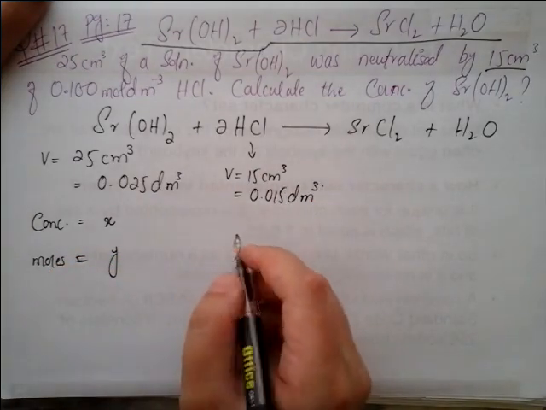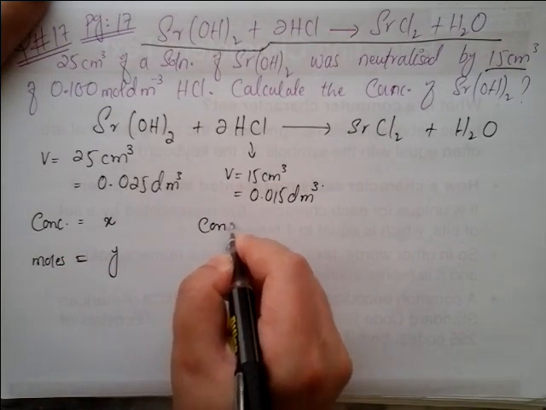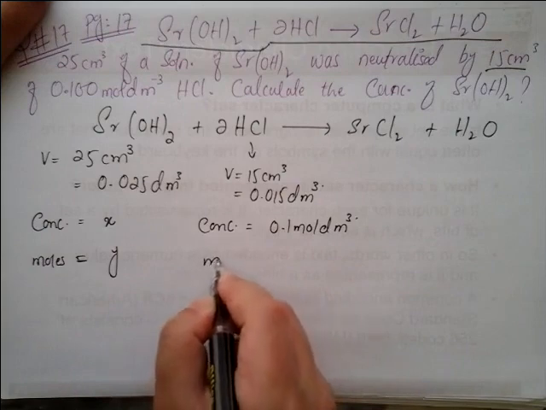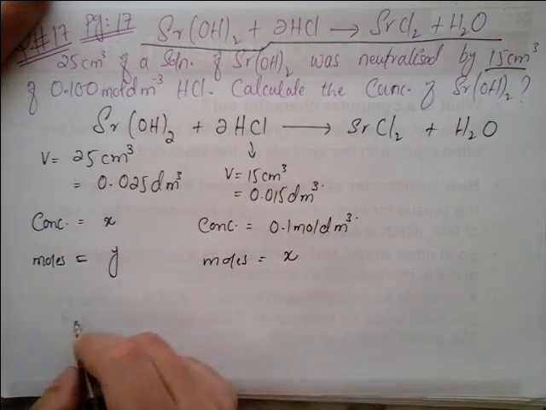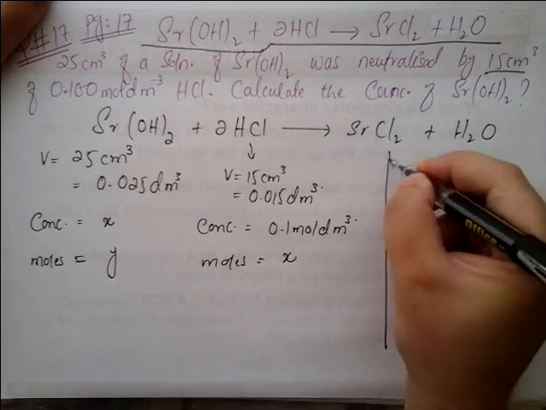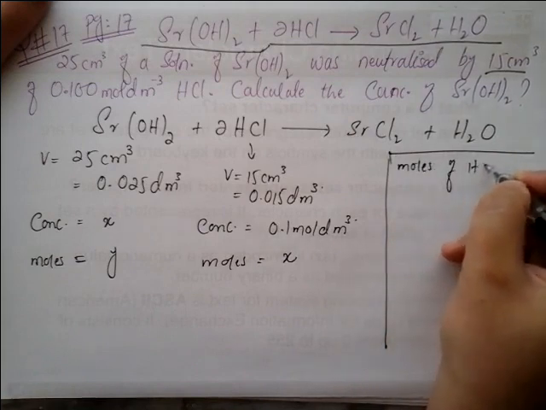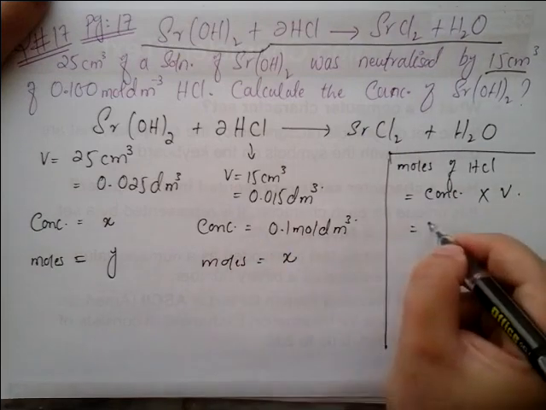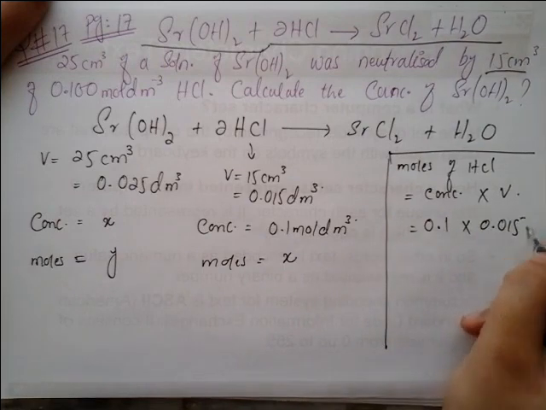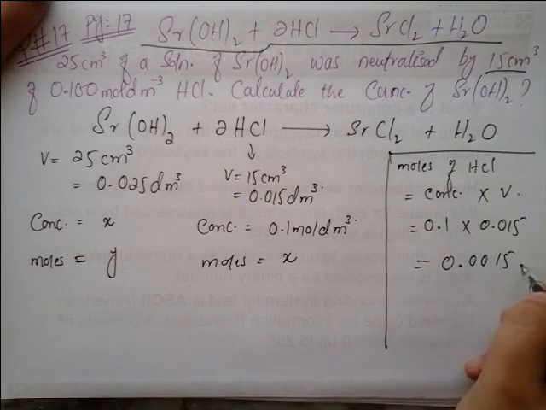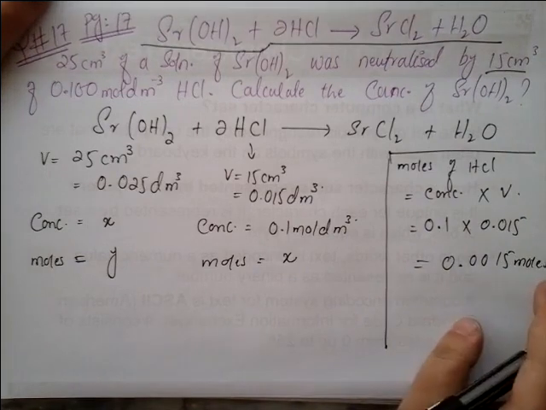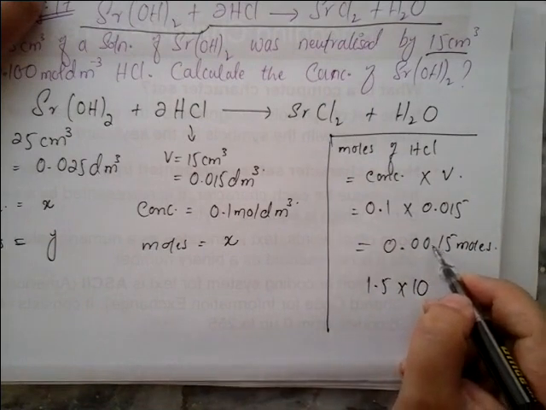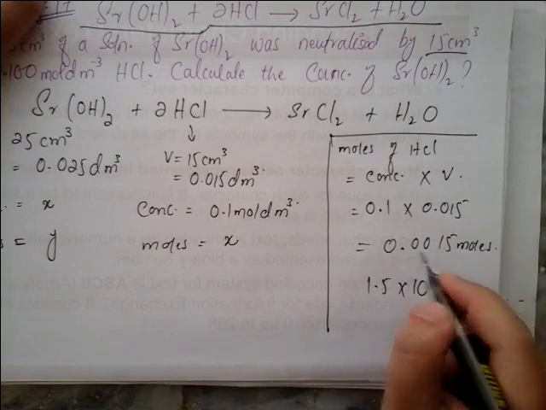Is that clear? In the same case, the concentration of hydrochloric acid is given, that is 0.1 mole per decimeter cube. But moles are not given, so how can we find moles? The moles of HCl will be equal to its concentration or molarity multiplied by its volume. So 0.1 multiplied by 0.015 becomes 0.0015 moles. In standard form, I will write 1.5 into 10 raised to power minus 3 moles.